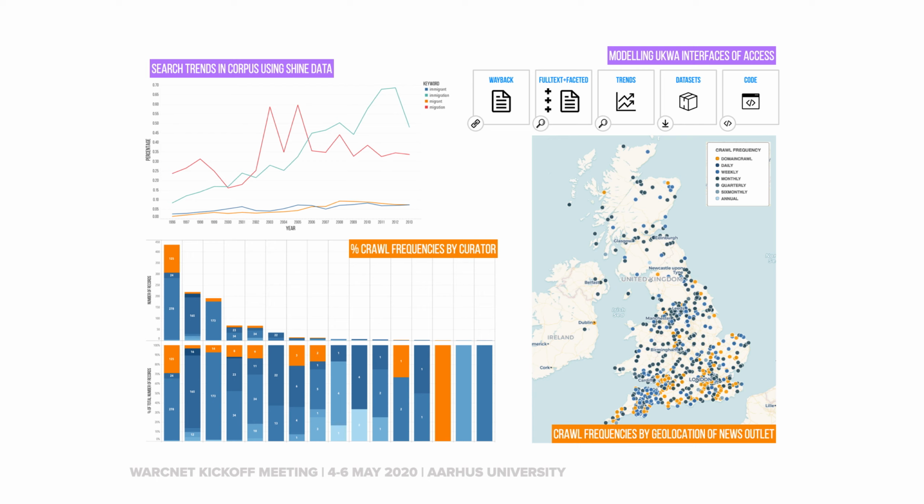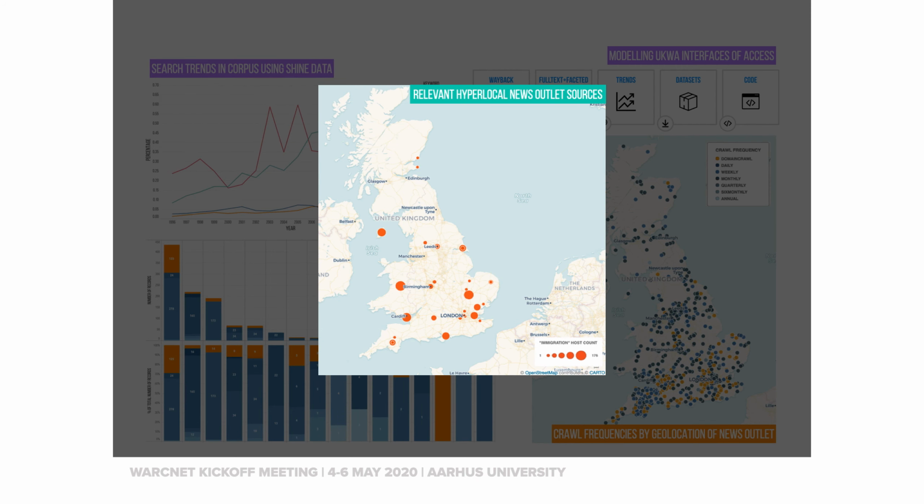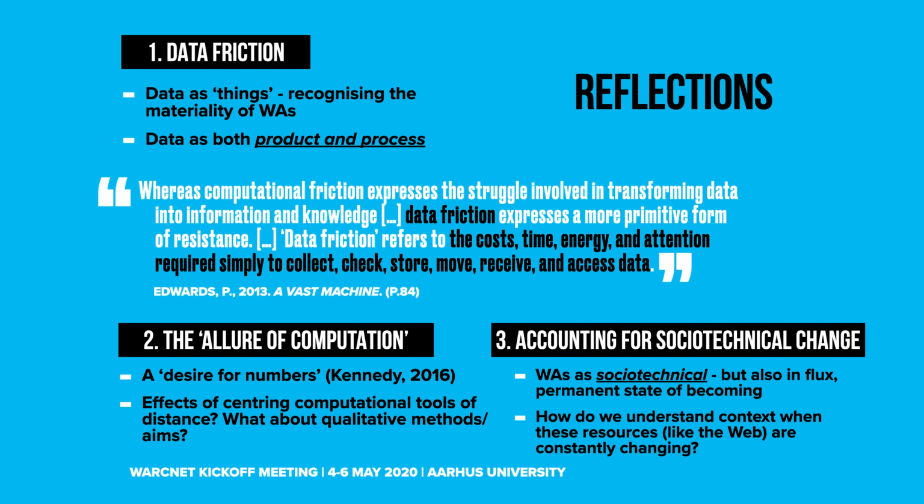So this is thinking through crawl frequency and curators. So ultimately I got to this kind of result, which is thinking through how hyperlocal news that mentions immigration and migration is mapped within the UK context. But ultimately the processes of developing this corpus was somewhat fraught. And so here are some brief reflections that I'll whiz through.